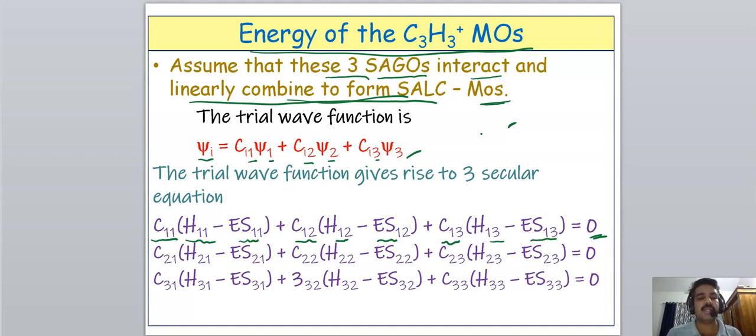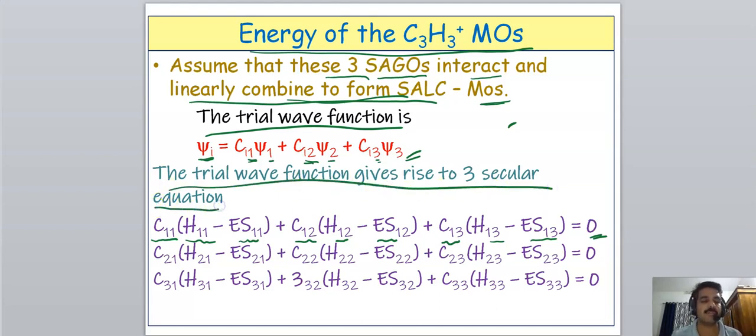Then the trial wave function we can write as psi i is equal to Ci1 psi1 plus Ci2 psi2 plus Ci3 psi3. It's a trial wave function. From this we want to determine the energy, and Ci1, Ci2, Ci3 are the coefficients. Actually they are the extent of the contribution of each orbital to the molecular orbital. This trial wave function gives rise to 3 secular equations.